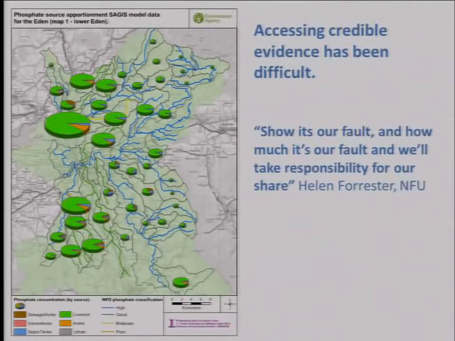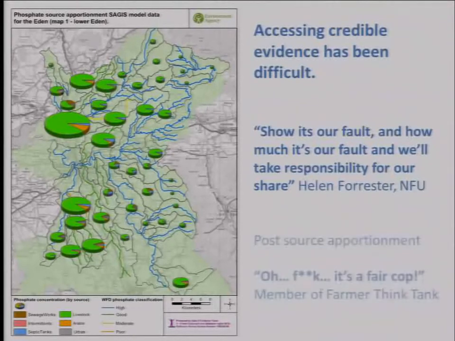So this is really showing, in green you can see that these pie charts show how much of the phosphate pollution problem in a catchment is attributed to livestock farming. So you can see this is really dominating in Cumbria. We've got a lot of sheep farmers here. And being able to share information like this really helps to influence people's attitudes.